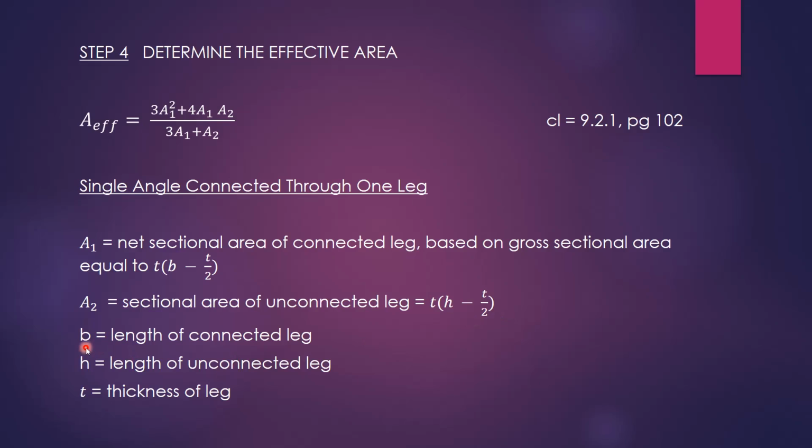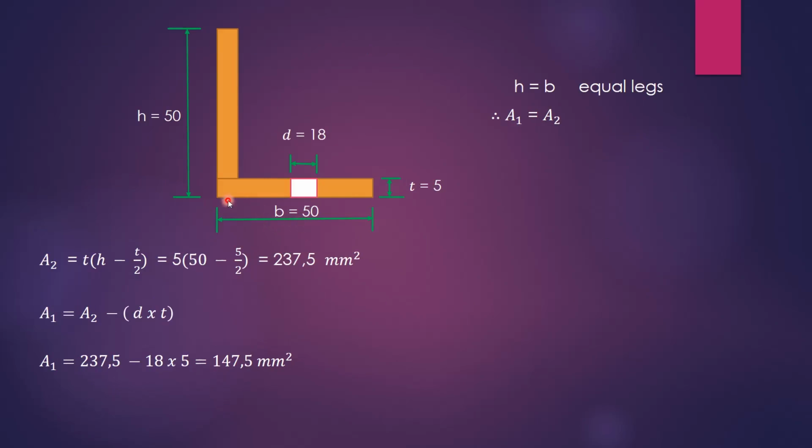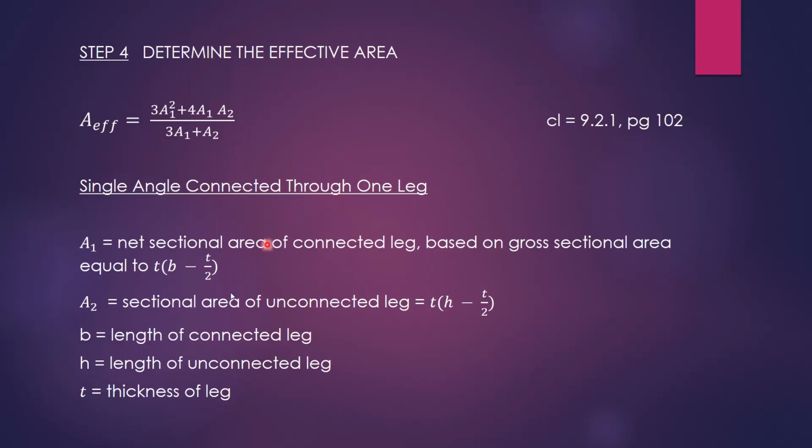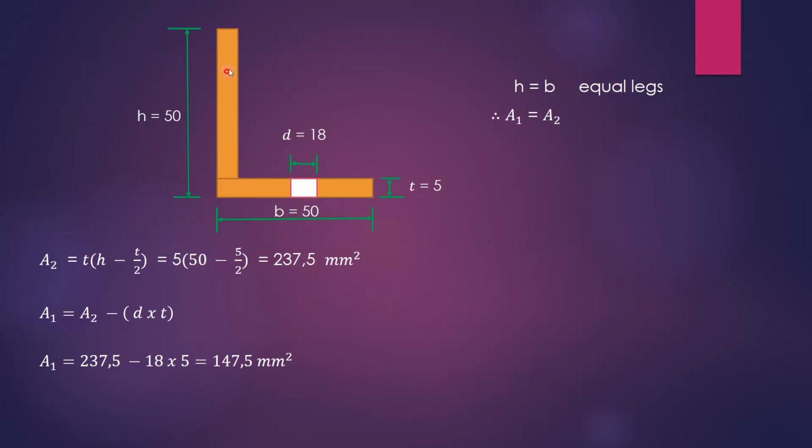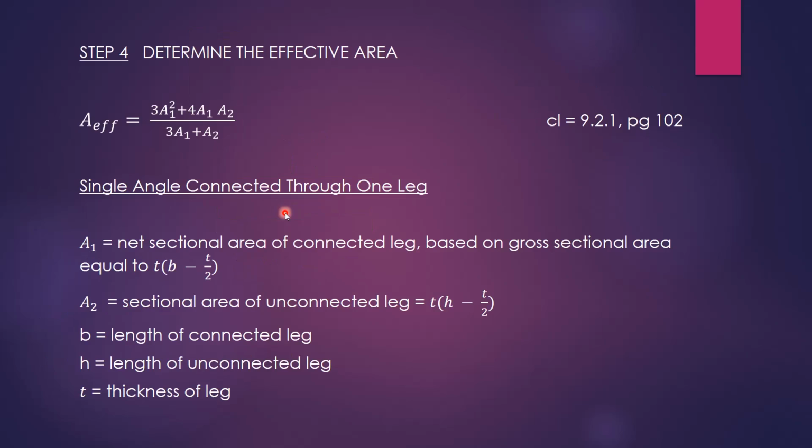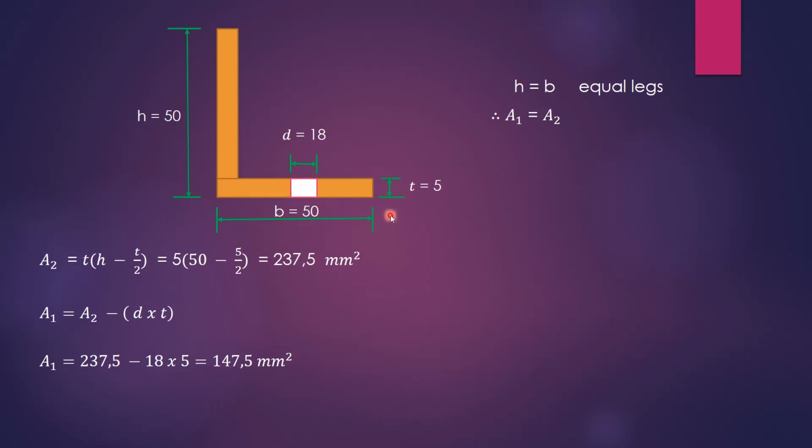Now b is the length of the connected leg. Let me show you here. So this is the connected leg, right? And then h is the length of the unconnected leg. So here's your h. This is the unconnected leg. The leg that is connected to your gusset plate is the connected one. And then t is the thickness of the leg. So here's your t. t is the same throughout.